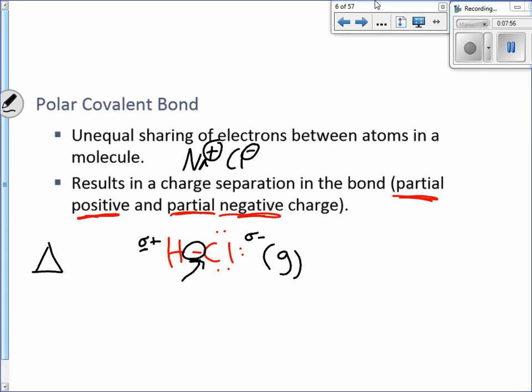So how do you know which side to look at? How do you know which side is going to be partially negative and partially positive? The side closer to the right on the periodic table. Yes, so the one that's more electronegative is going to get the partial negative. The one that's less electronegative is going to get the partial positive. So keep that in mind. Partial positive, partial negative. Okay?